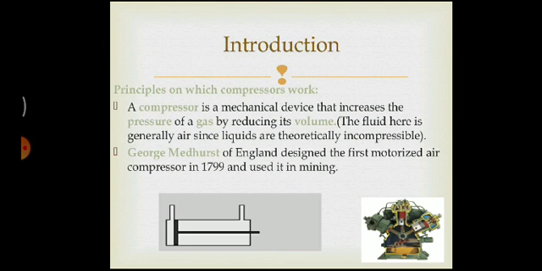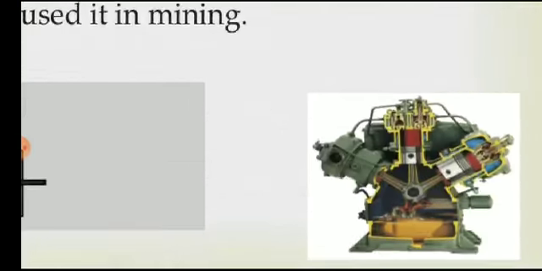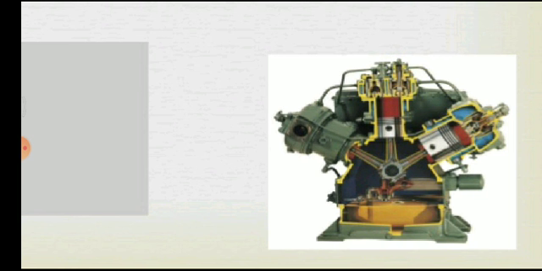It reduces the volume and increases the pressure. And generally air is used for the compression. George Bathurst of England designed the first motorized air compressor in 1799 and used it in mining. We can see the photograph over here, in which two pistons are available, which create the compression.